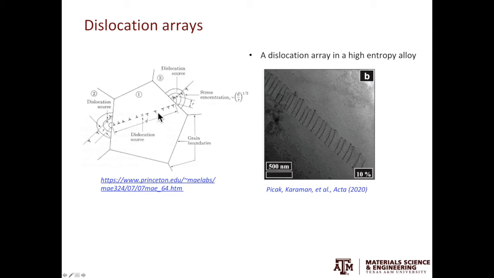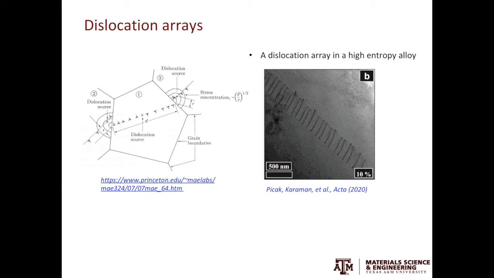forms the dislocation array. The TEM micrograph on the right was taken by a PhD student in our department, Cesar Pickett, in Professor Karaman's group. In this TEM image, you can see one dislocation array in a deformed high-entropy alloy. Since dislocations coming from the same source have the same Burgers vector, and they lie on the same slip plane, they will repel each other, giving you the space between each dislocation.